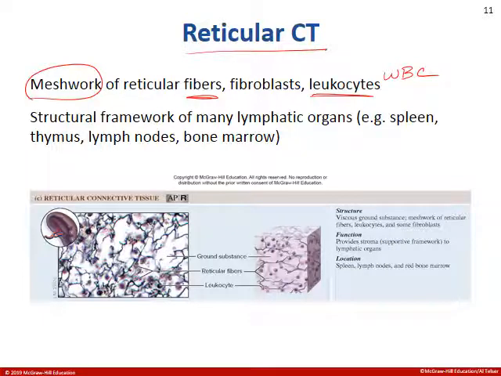This term I haven't covered yet, fibroblasts, blast, make. So this is a cell that makes what?